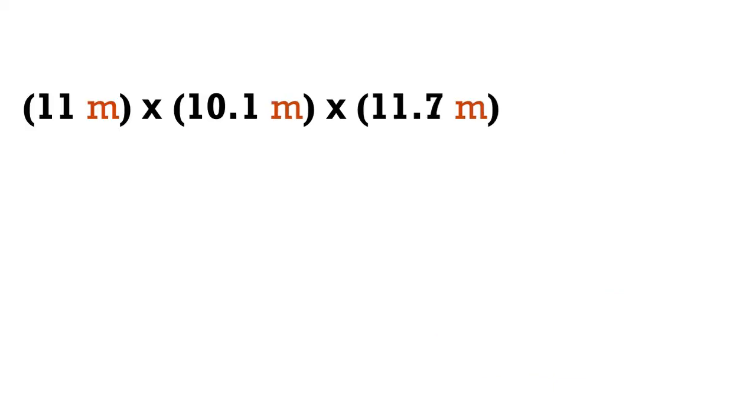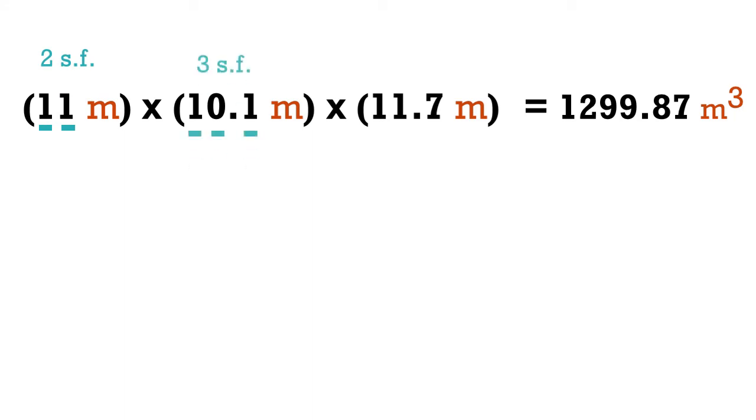Another multiplication problem. 11 meters times 10.1 meters times 11.7 meters. The answer here is 1,299.87 cubic meters. In 11 meters, there are 2 significant figures. In 10.1 meters, there are 3 significant figures. In 11.7 meters, there are also 3 significant figures. The fewest number of significant figures is 2.